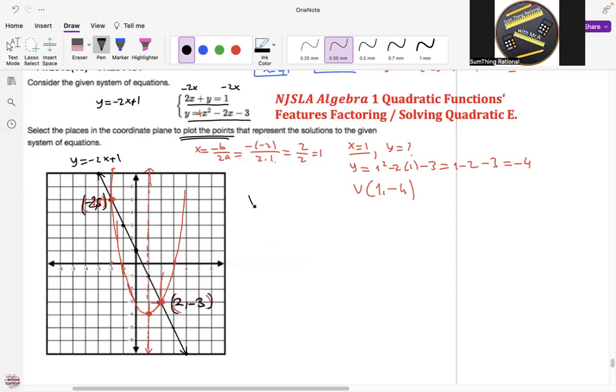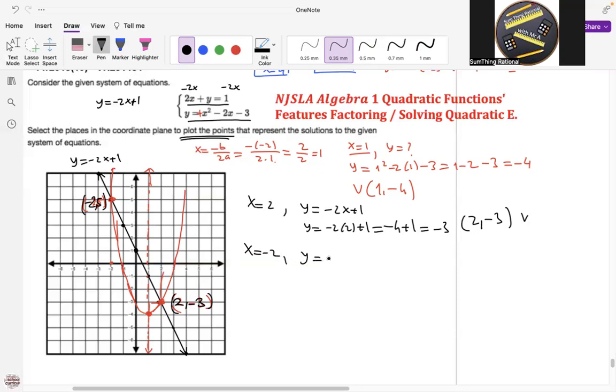So if x is 2, let's check it. y is equal to negative 2x plus 1. If x is 2, y is equal to negative 2 times 2 plus 1, which is negative 4 plus 1, which is negative 3. So good, 2 and negative 3 is one of the points. Yep, we got it.